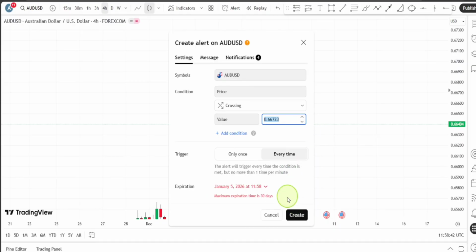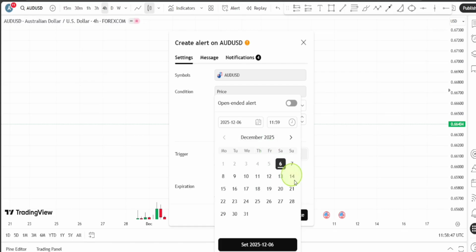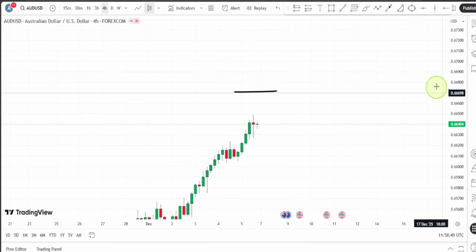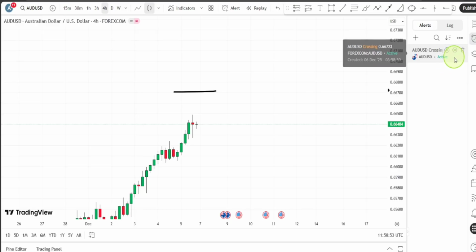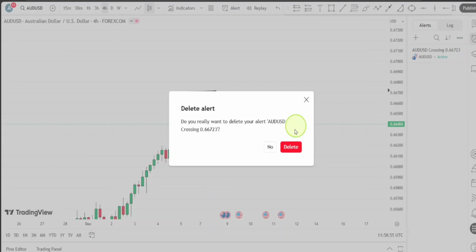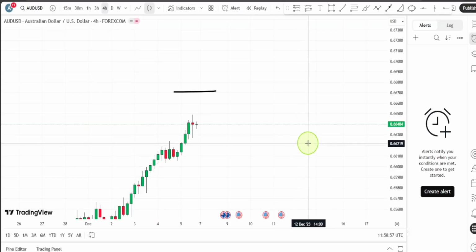Okay, so it's going to come and you create the alert on the pair. The moment you create the alert on the pair, look to this place, the alert is going to appear here. Okay, so that is how to set alerts on this page as well. All right, on TradingView as well.